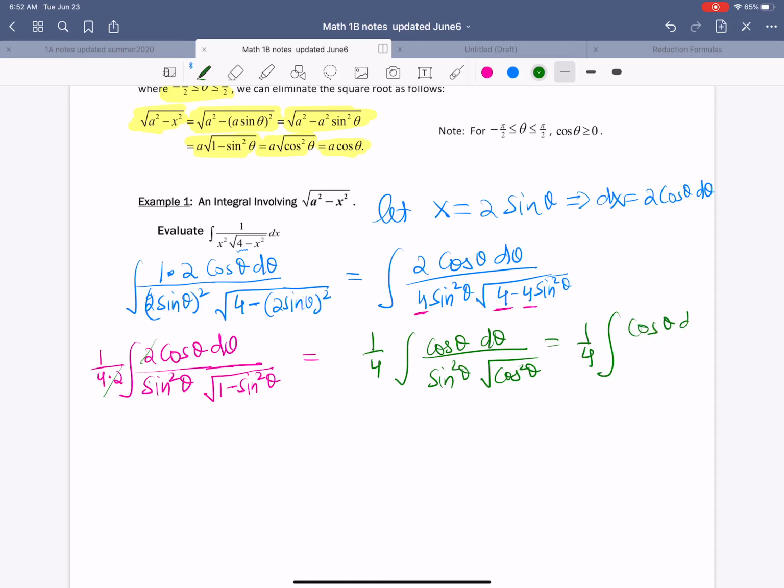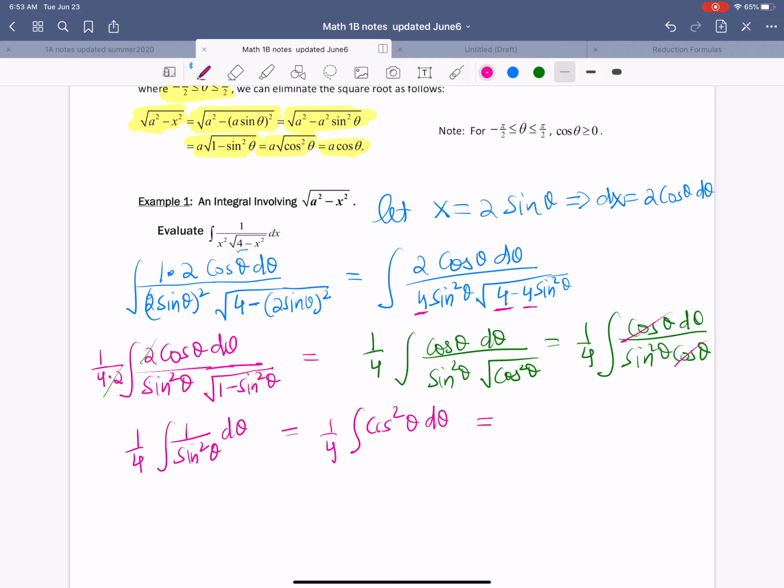We have cos theta d theta divided by sine squared theta, and the square root of cos squared theta. The square root and square cancel each other, so I'm only left with cosine theta. I have a cosine theta on the top and a cosine theta on the bottom, so that is gone, and I'm left with 1 over sine squared theta d theta. And 1 over sine squared theta is cosecant squared theta d theta.